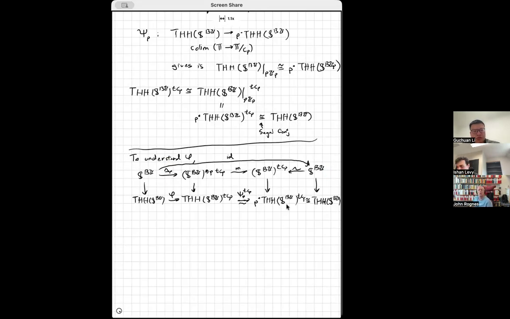And so what you learn is that this map that we're interested in is the unique circle equivariant map that makes this big outer square commute. And so it really just has to be the identity again, or it has to be an isomorphism at the very least. And so what you learn is that phi is just an isomorphism.